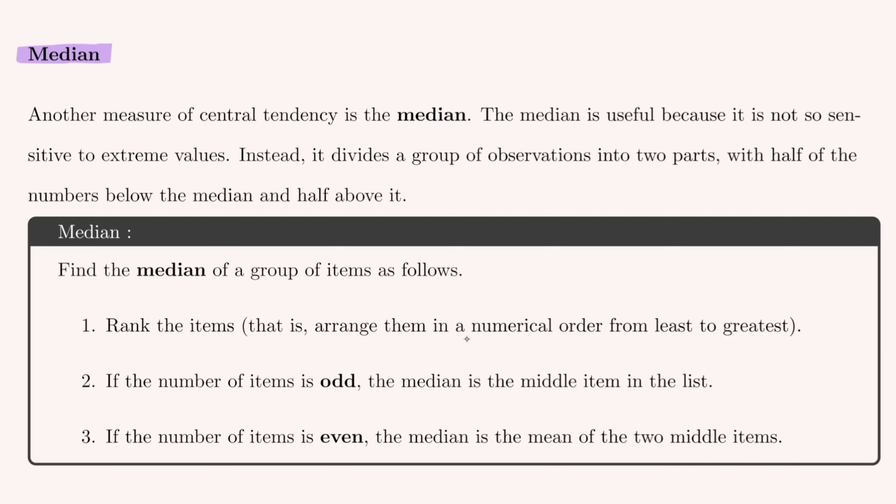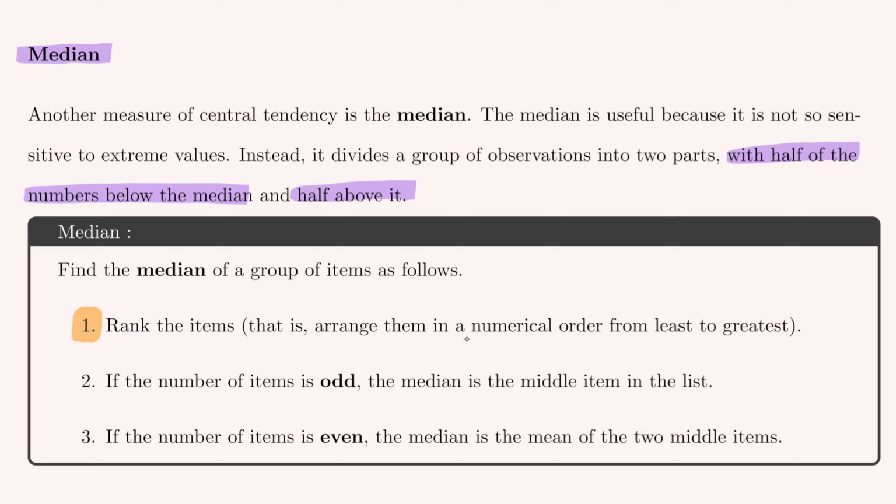Another measure of central tendency is the median. Now, the median is useful to find because it is not so sensitive to what we might call extreme values or outliers. Instead, it will divide the group of observations into two parts, with half of all the data observations lying below the median and the other half lying above the median. So how do we find the median?